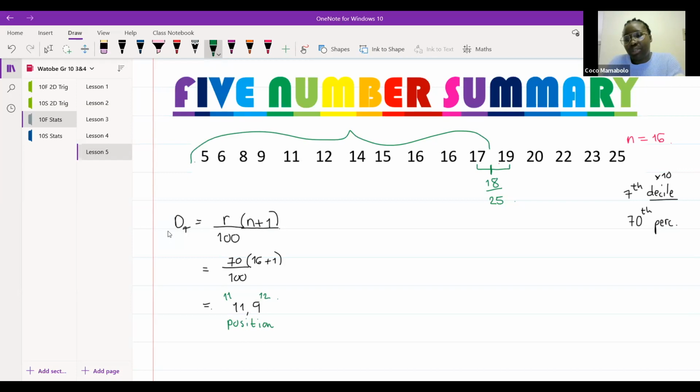Which percentile did we calculate for? The 70th percentile. Good. So if you got 18 out of 25 for this class test, you did better than 70% of the class.